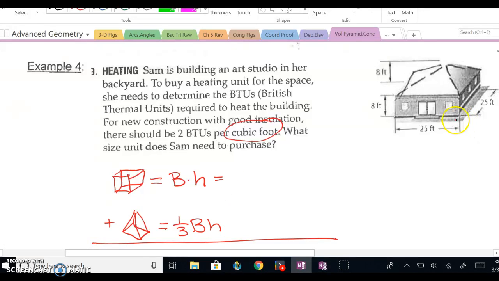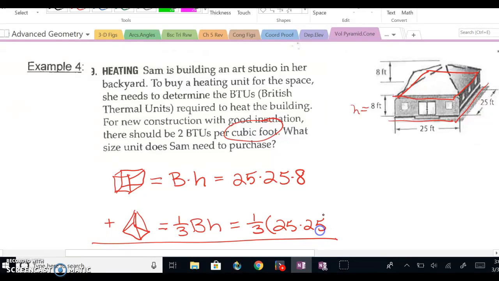So the area of the base, we've got, looks like 25 by 25. Our height appears to be 8. So that's 25 times 25 times 8. And pyramid is one third area of the base. Then this base here is going to be the same. It's still 25 by 25. And it looks like our height for that roof piece is also 8. Okay, so we're going to put that in our calculator.